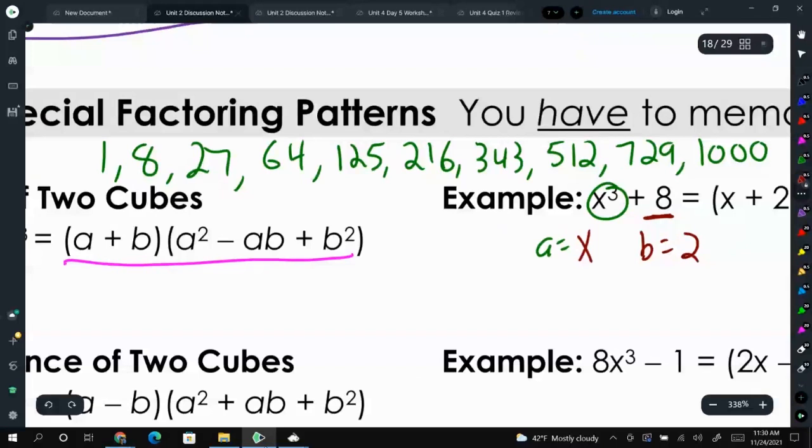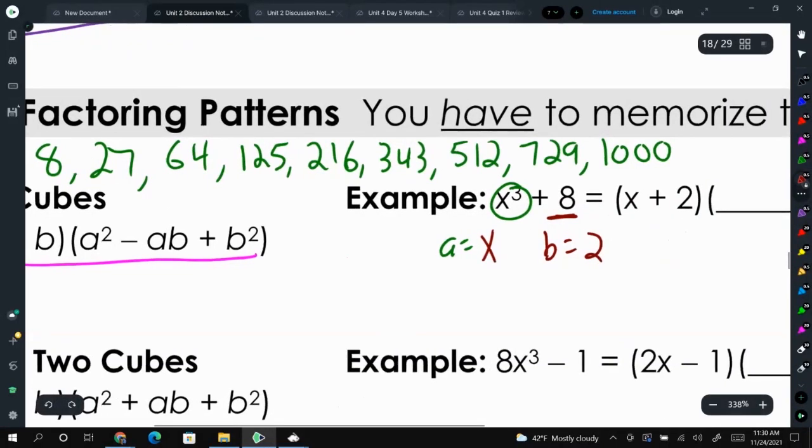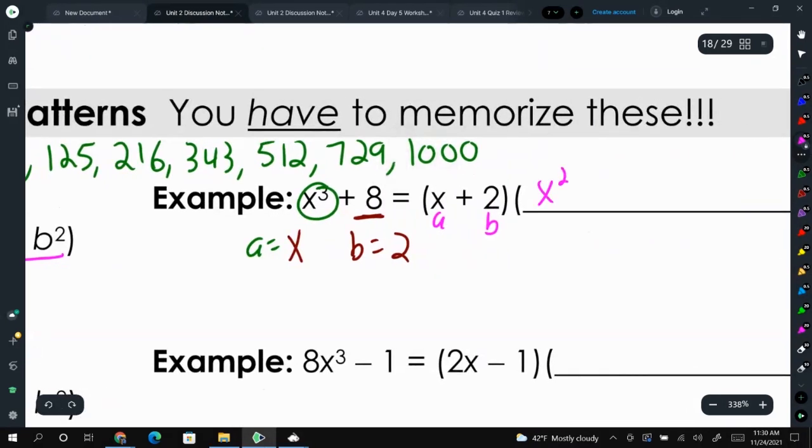So now I'm going to plug those into this formula here. And we already have the a plus b, or the x plus 2 part right here. So then it's going to be x squared minus ab, so 2x. Because remember, it doesn't matter if you say x times 2 or 2 times x. And then plus 2 squared, or 4.